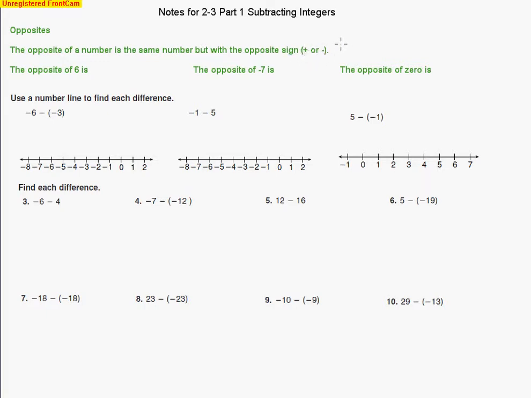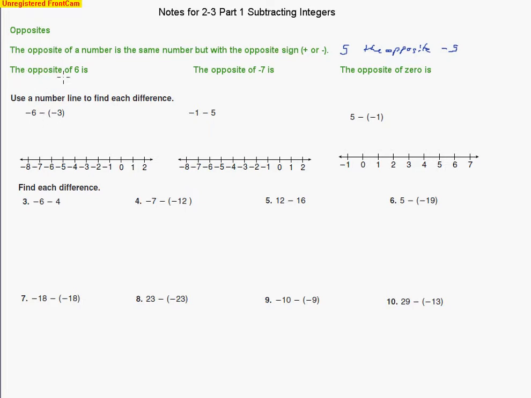So for instance, if I had the number 5, the opposite would end up being the number exactly the same distance from 0, but on the other side of the number line. It'd be -5. We talked about that concept earlier in this chapter, but here we're going to be dealing with this concept in subtraction. So let's take a look at this concept.